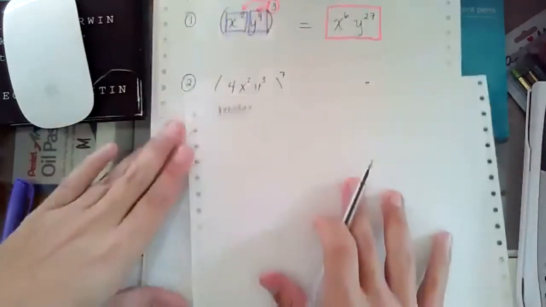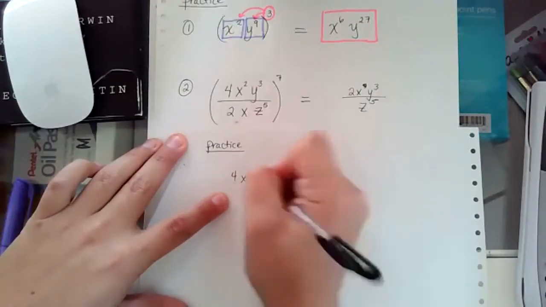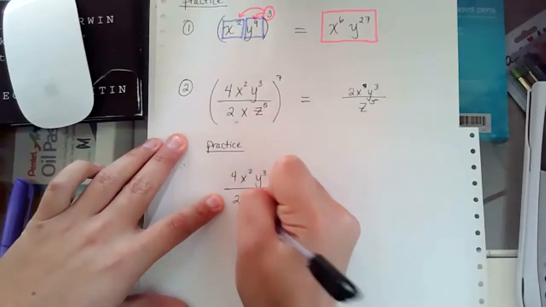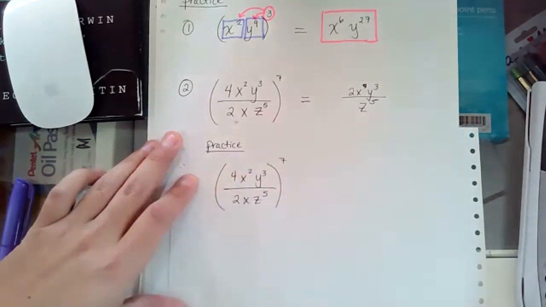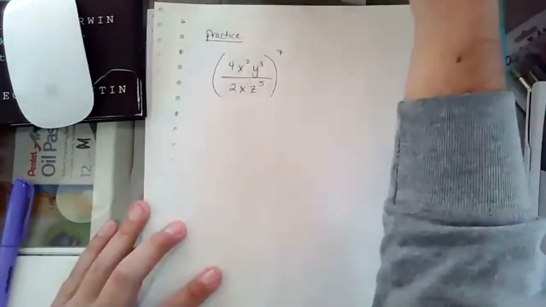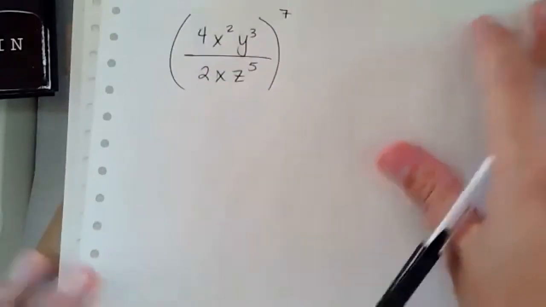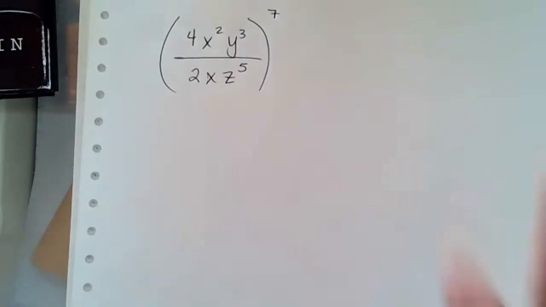We have 4x squared y to the 3rd over 2xz to the 5th power in parentheses, and then that's raised to the 7th power. Now, my approach to this is going to be bringing back order of operations a little bit. If we remember the good old days from the beginning of the semester when we were talking about PEMDAS, the order of operations, we said do the stuff inside the parentheses first.